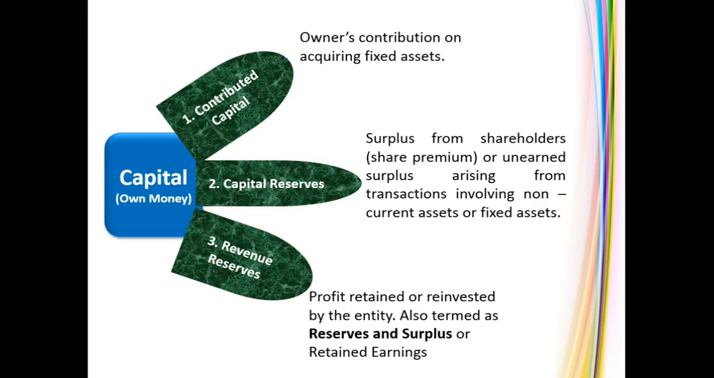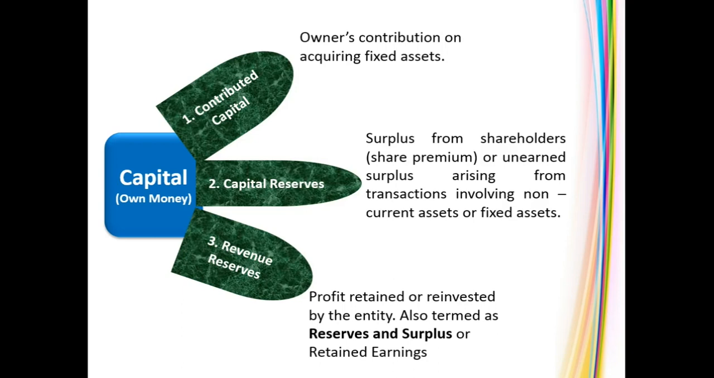Now if the owner decides to take only 5 lakh rupees and keep the remaining 70,000 rupees within the business, that is also possible. So if the owner has decided to take out 5 lakh rupees out of the total 5,70,000 and keep the remaining 70,000 rupees, then this 70,000 rupees is regarded as revenue reserves or simply reserves and surplus.